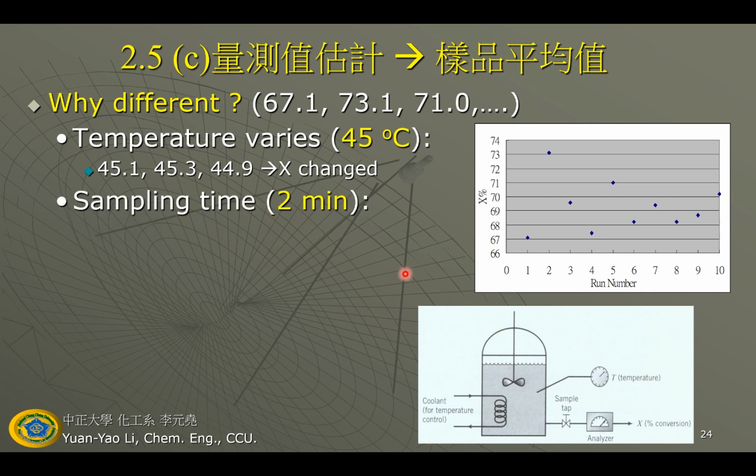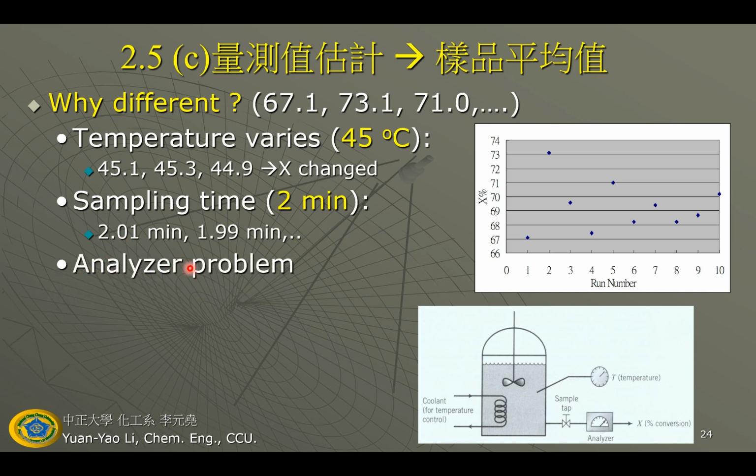Okay, so sampling after 2 minutes. After 2 minutes, you open the tap, and then the fluid will go through this pipe and into the analyzer and give you the data. So 2 minutes can be 2.01 minutes or 1.99 minutes. So it can be different.